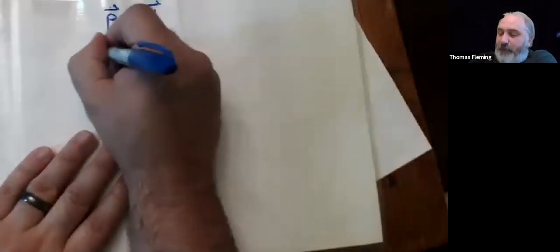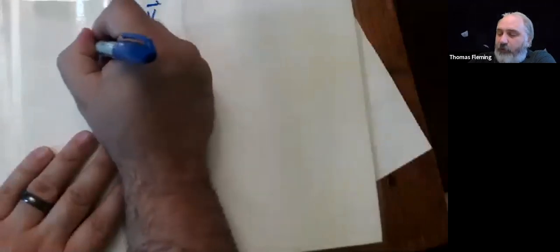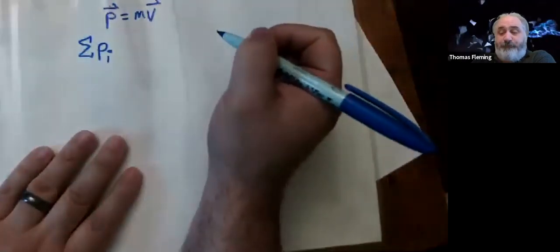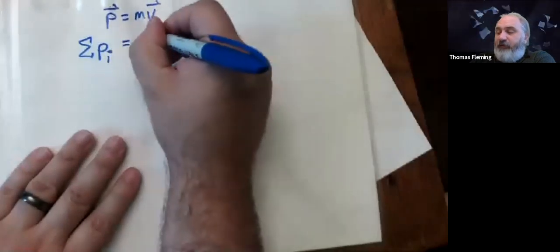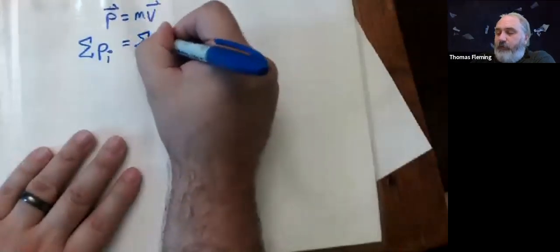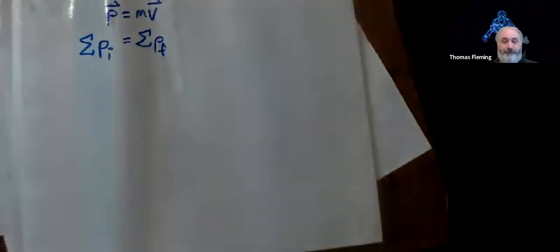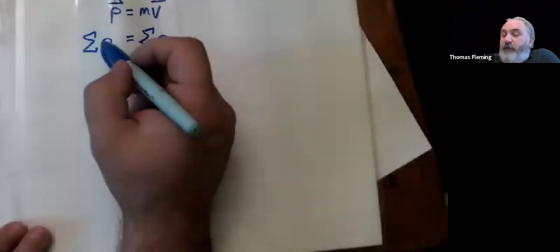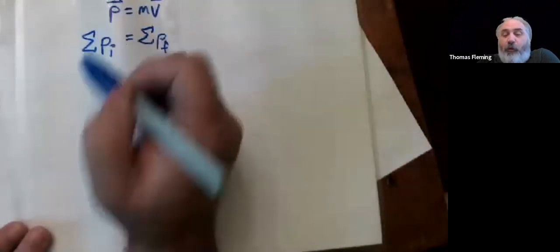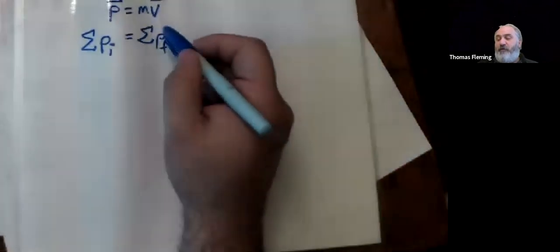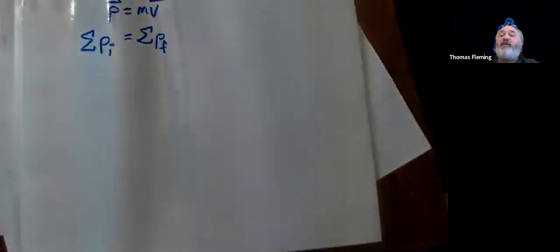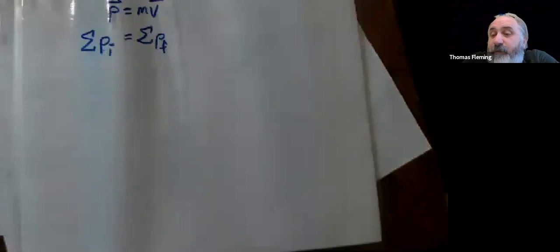If that's the case, I have a closed system, and what that tells me is that if I add up all the momentum of all my particles before the collision, well, that's got to be the same as the momentum of all my particles after the collision. So this is the statement of momentum conservation. And all you've got to do to solve a momentum problem is figure out what the sum of the momentums is before, add them up, figure out what the sum of momentums is after, add them up. That's going to give you one or more equations, and then you'll solve them.